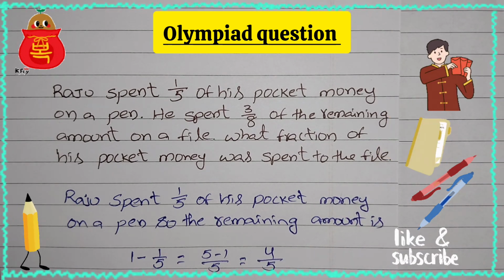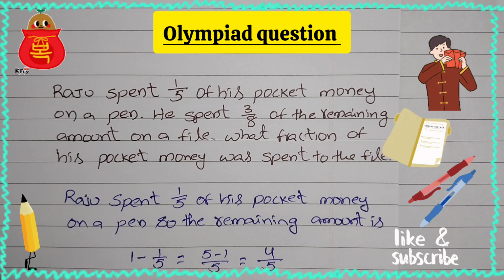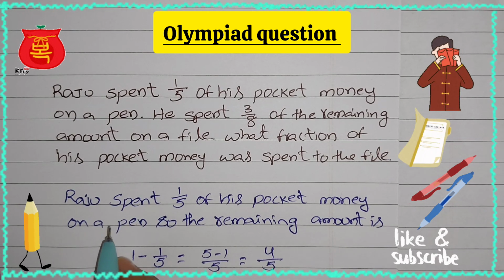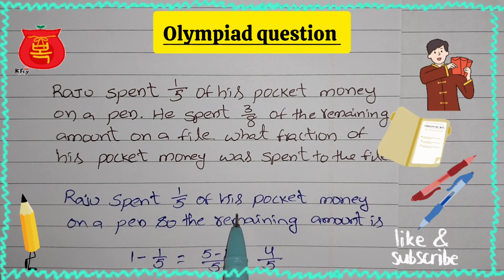Read the question carefully and understand what is given and what we have to find. We have to find what fraction of his pocket money was spent on the file. So let's see how to solve this problem.